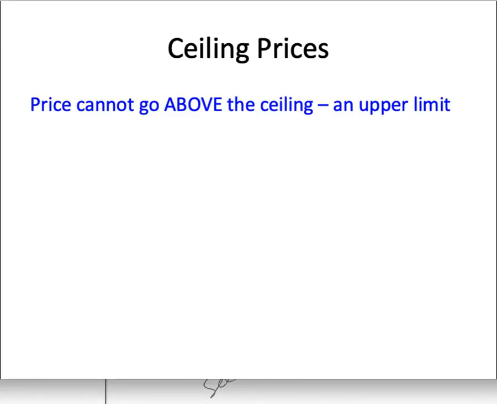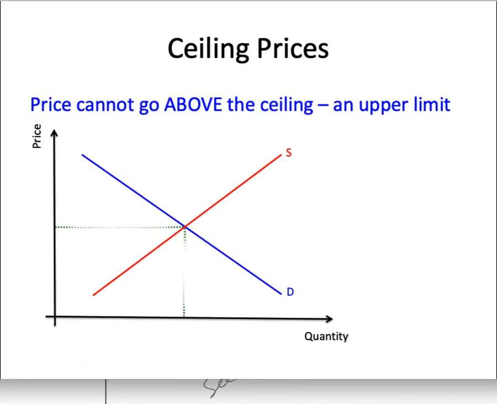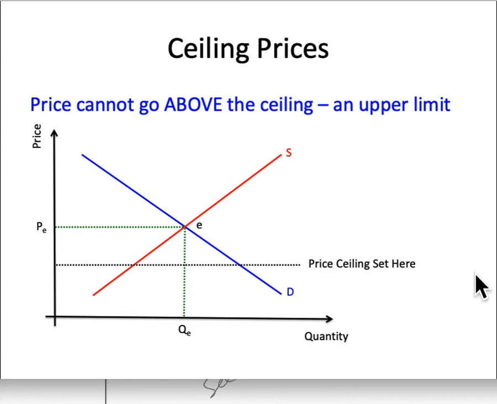So here we have ceiling prices. A ceiling price cannot go above the upper limit, so our ceiling prices are set typically below equilibrium. And what does a ceiling price cause? A ceiling price will cause a shortage because the quantity supplied at this low price is lower than the quantity demanded at this low price, because demanders want something that's cheaper, and suppliers don't want to sell something that is cheaper.